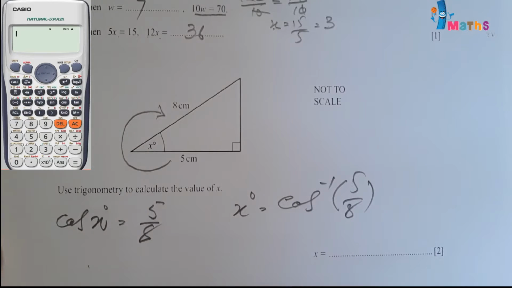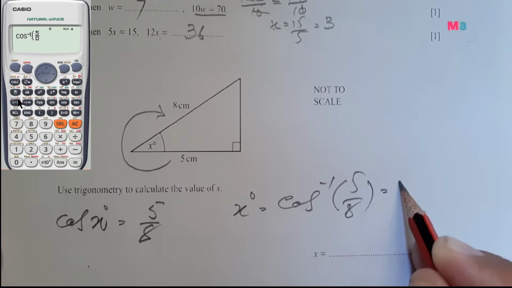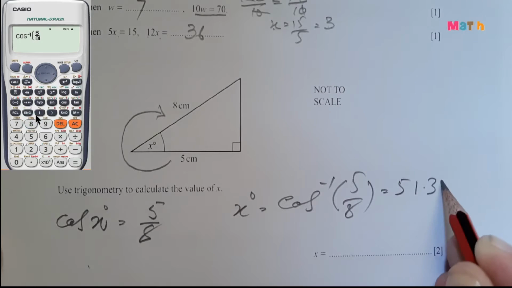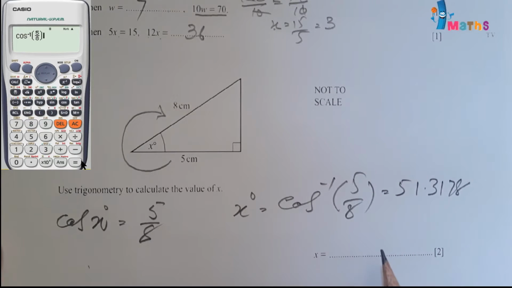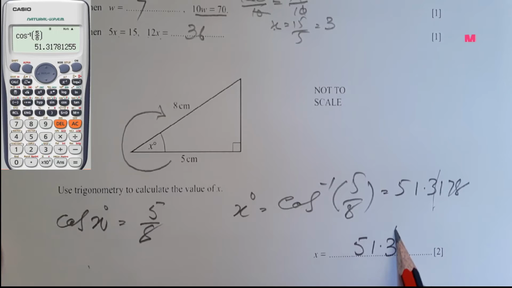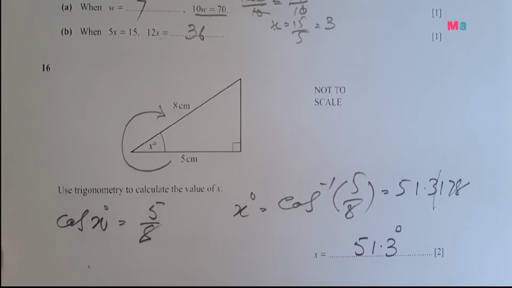We can check with the calculator. Cos inverse 5 by 8 is equal to 51.3178. So if we have to take three significant figures, 51.3 degrees will be the answer.